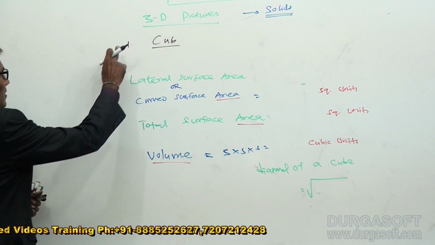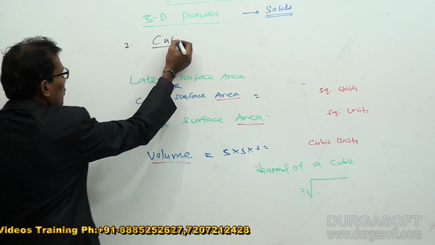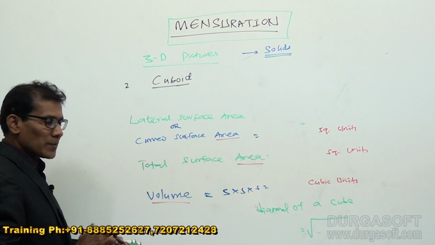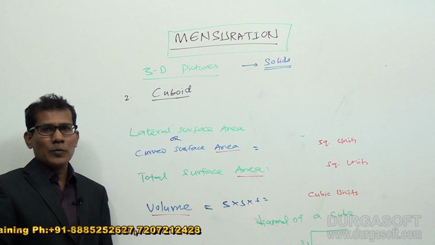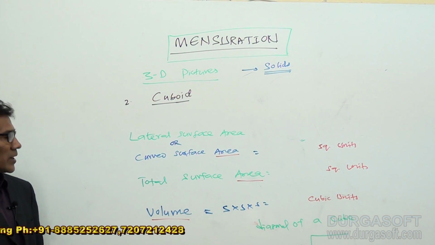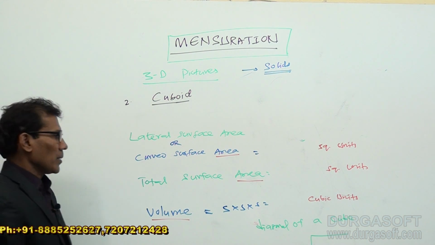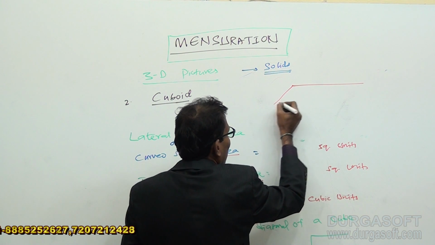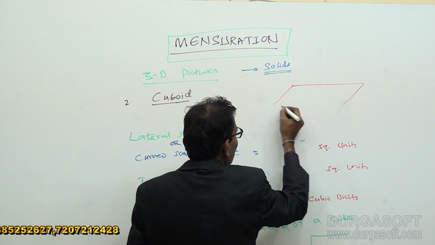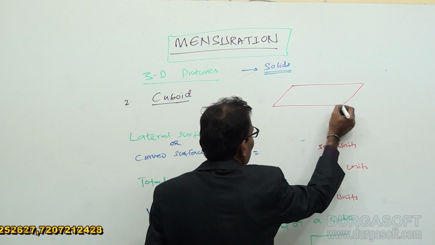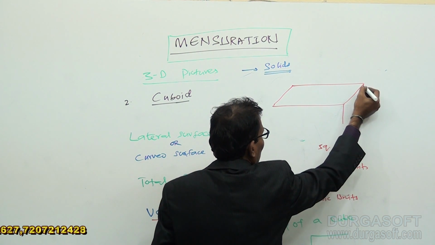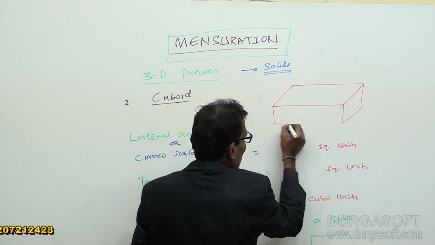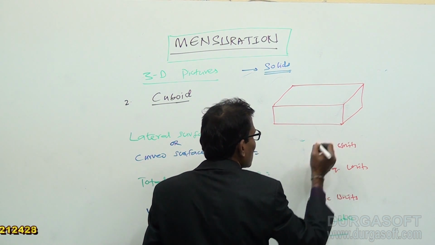Our next figure is the cuboid. What is the difference between a cube and a cuboid? In a cube, all the dimensions are the same, but in a cuboid, we find different dimensions. It is just like a box. The best example of a cuboid is a matchbox, or the wooden box we see in our home, like a suitcase.